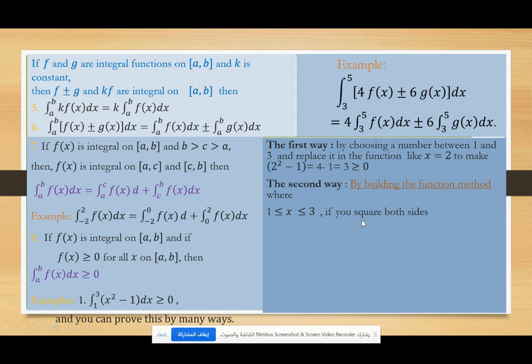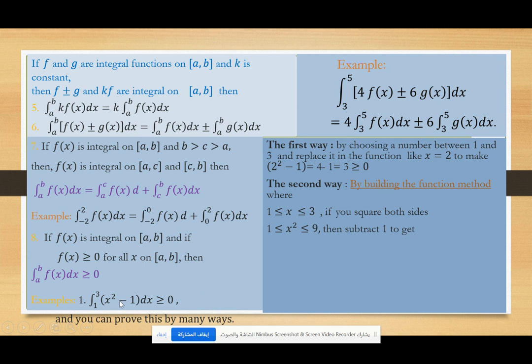Then you need to build your function by looking at what is going on to x. X is squared, then subtracted by 1, then integrated. So let's square it first. First, you can square both sides. Watch it. If you square it, you will get 1 here, x squared, and 9.